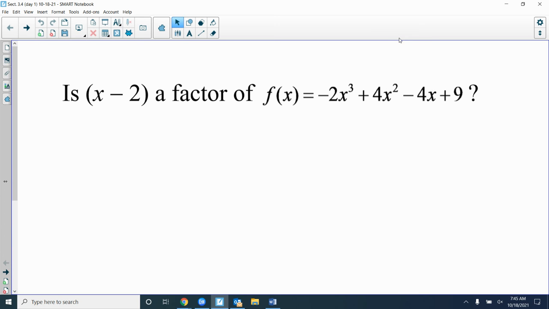Okay, how do we check to see if it's a factor? Factor means it divides into it evenly. You can do long division, but you're better off doing synthetic division. So let's just do quick synthetic division on this.